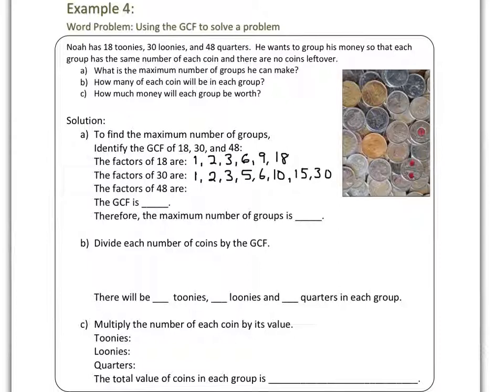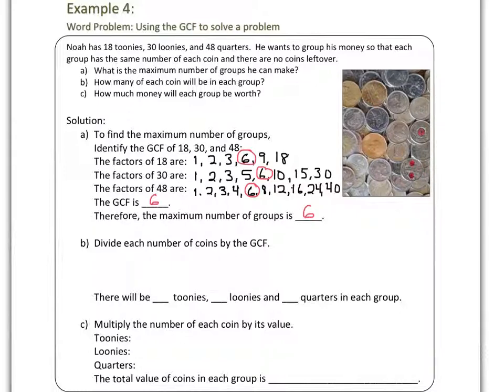And lastly, the factors of 48 are 1, 2, 3, 4, 6, 8, 12, 16, 24, and 40. So if we look for the factor that is the greatest that they share in common, we'll find that they all have a 6 as the largest factor. So 6 is the GCF, and that means that the maximum number of groups that they can have is 6.